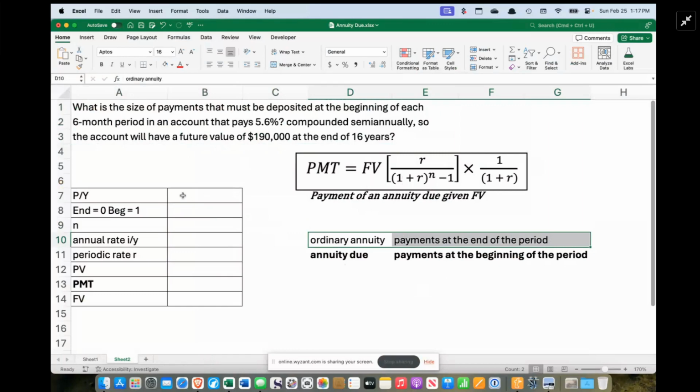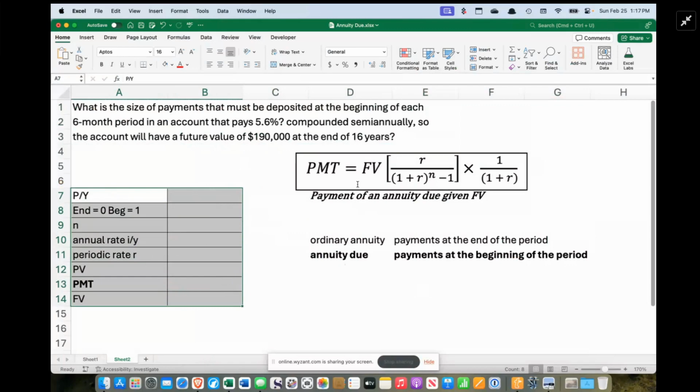So this is what we have. For Excel, I need to set up a little table here, and I'm going to show you how this works. So the periods per year is 2, and that's just going to help us understand it's 2 semi-annual periods each year. For Excel, we're going to have to say, hey, it's beginning periods. The payment happens at the beginning of the period, so that's a 1. So N is the number of periods. So it's going to be 16 years times 2. So that's going to be 32 half years, because 16 full years.